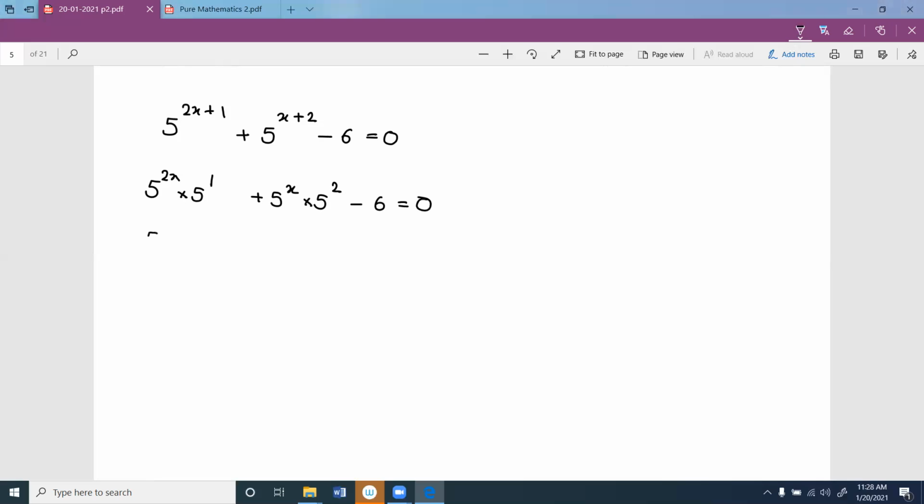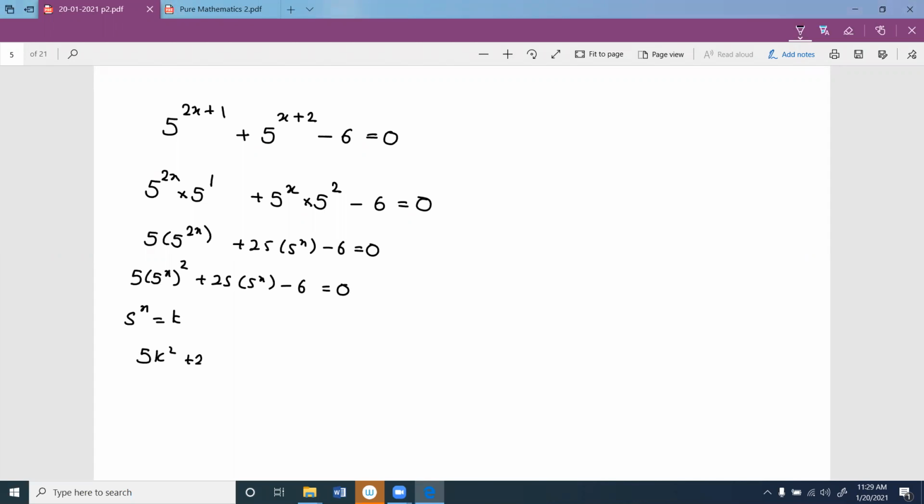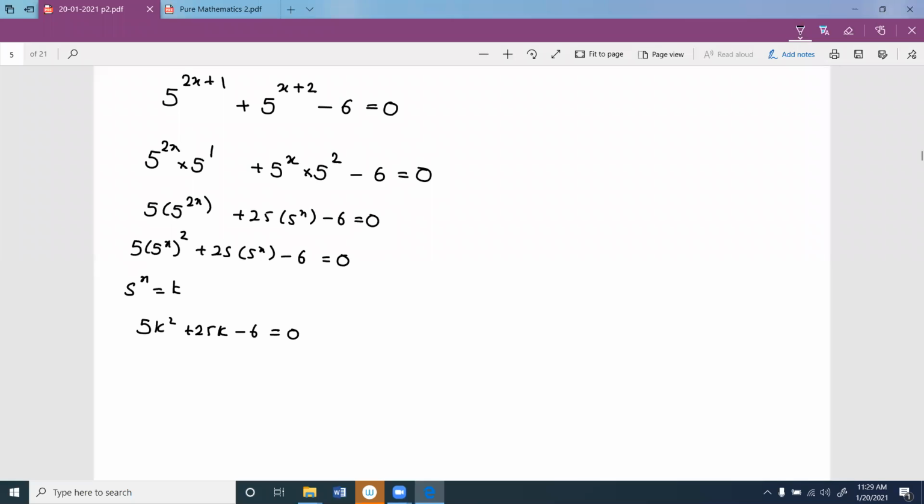Then you can say this is 5 times 5 to the power 2x plus 25 times 5 to the power x minus 6 is equal to 0. With this, you can say 5 times 5 to the power x, whole thing squared, plus 25 times 5 to the power x minus 6 is equal to 0. Then what is the usual technique we use? We take 5 to the power x as k. Then what do you get? 5k squared plus 25k minus 6 is equal to 0. Then we get the answers for k.